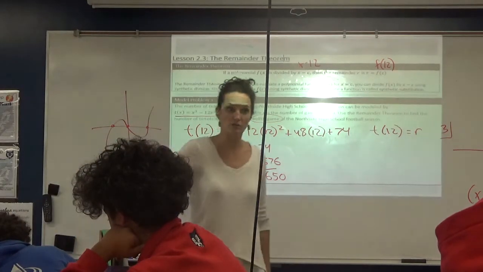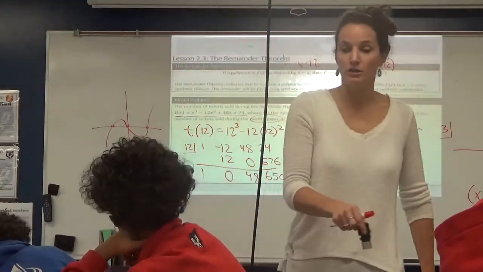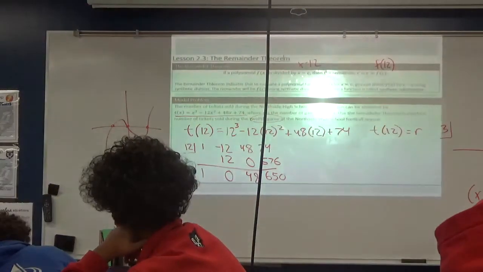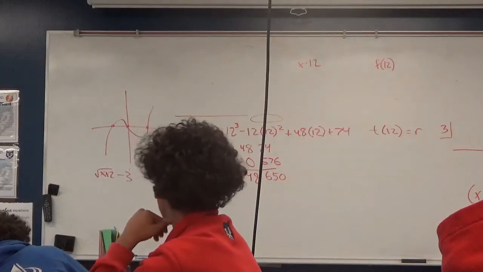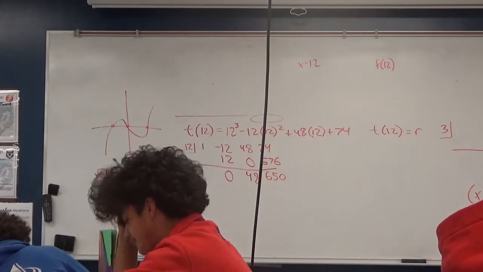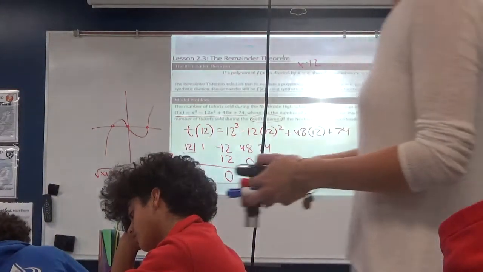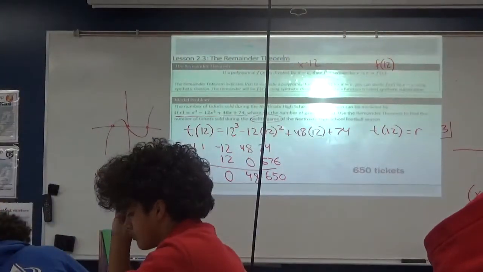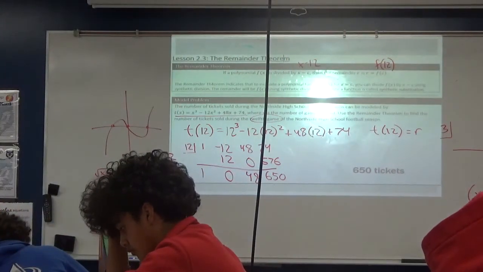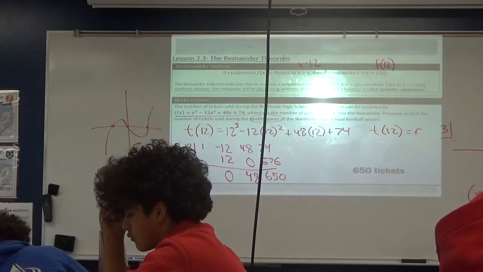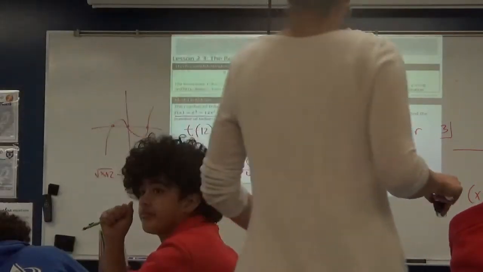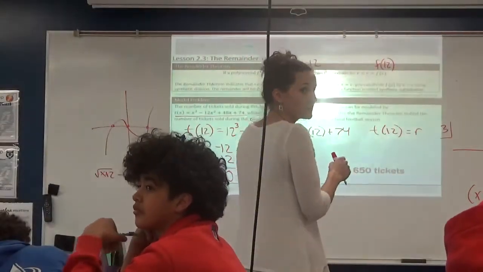Since it's a word problem, raise your hand if you can tell me 650 what? What are we talking about? Raise your hand. Just for your units, someone help me out. Chris Ball? Tickets. So 650 tickets. There we go, I hit the wrong button. 650 tickets would be our answer.